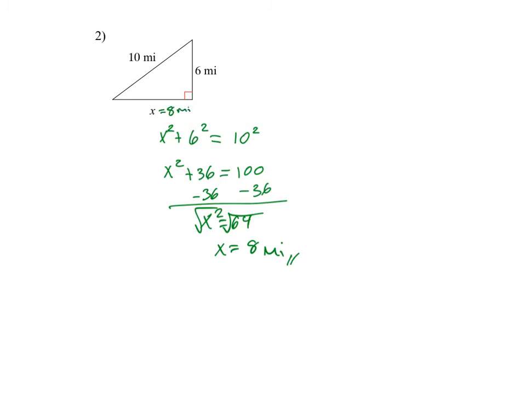So as you can see, this is a multiple of the Pythagorean triple 3, 4, and 5. So any multiple of a Pythagorean triple is also a Pythagorean triple. So if I multiply everything times 2, I have 6, 8, and 10. So 6, 8, and 10.